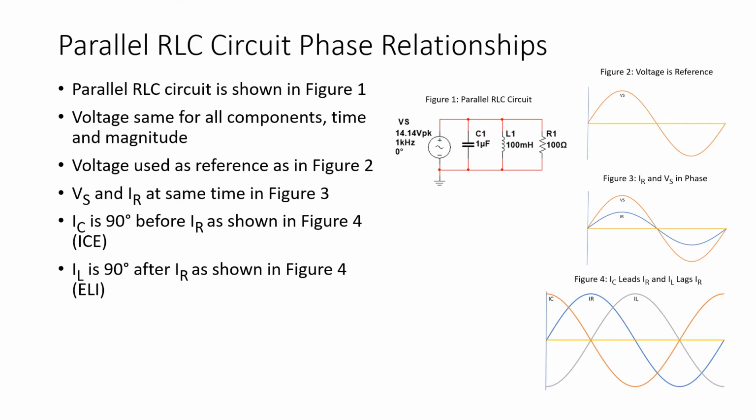But from our previous discussions of the operation of capacitors, we recall that current leads voltage by 90 degrees in a capacitor. Therefore, the capacitor current happens 90 degrees before the resistive current, as shown in Figure 4. And in an inductor, voltage leads current by 90 degrees, so the inductor current happens 90 degrees after the resistive current, as shown in Figure 4.